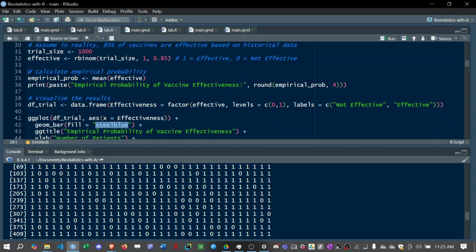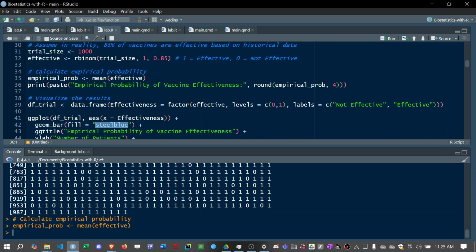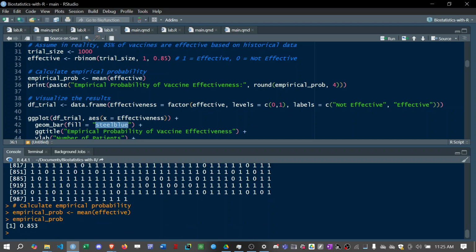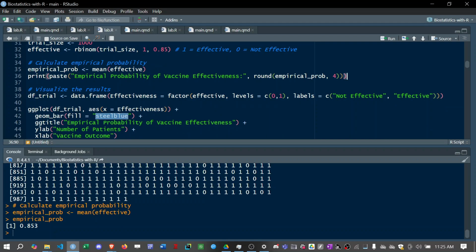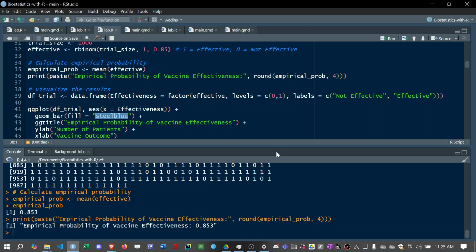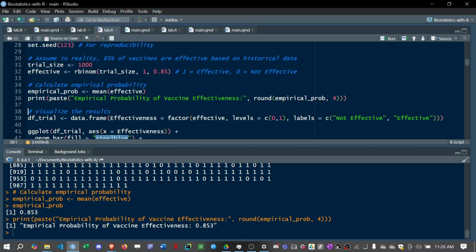Now I'm going to calculate the empirical probability. I have to find the mean of effective. So I'm going to call the empirical probability, which is 0.853. You can see that was what we had, the mean of effective. And if I run this now, the empirical probability of vaccine effectiveness is 0.85. So this mean of effective is the empirical probability.